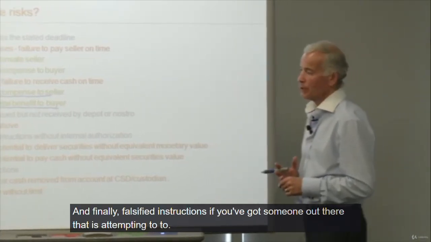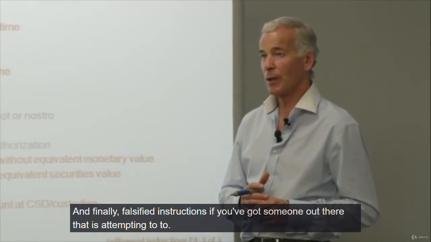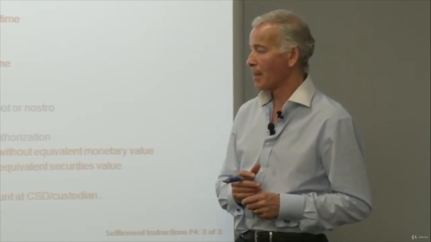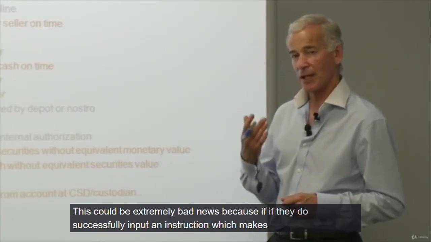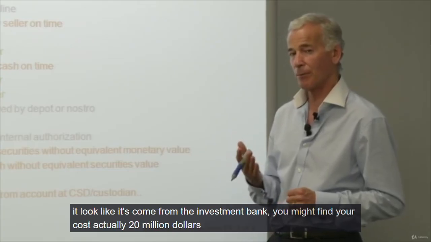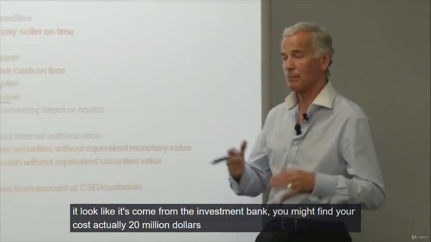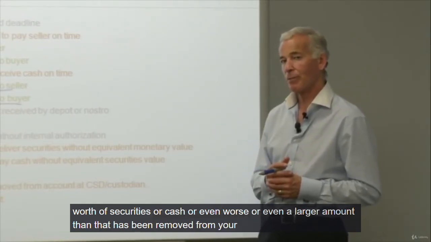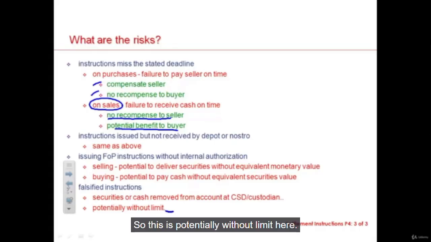And finally, falsified instructions. If you've got someone out there that is attempting to disguise themselves and pretend that they are you, the investment bank, this could be extremely bad news, because if they do successfully input an instruction which makes it look like it's come from the investment bank, you might find to your cost that actually $20 million worth of securities or cash, or even a larger amount than that, has been removed from your account at the custodian, and it wasn't even you that instructed it. So this is potentially without limit.